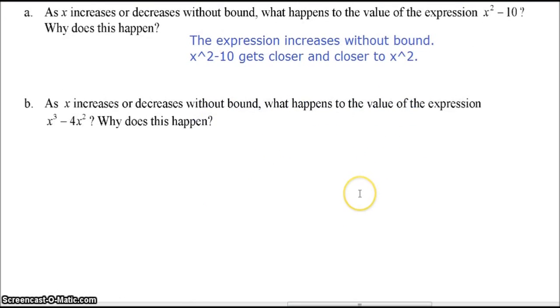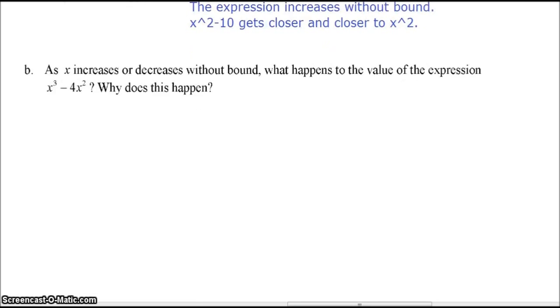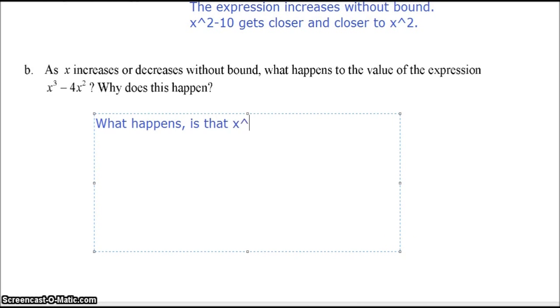As x increases or decreases without bound, what happens to the value of the expression x cubed minus 4x squared? And why does this happen? What happens is that x cubed minus 4x squared approaches x cubed. As x gets larger and larger, the second term, because it's much smaller than the first, doesn't contribute as much to the overall value of the function. The best way to see it is to graph both of them and keep zooming out, and you can see that in the end behavior, the functions look pretty close together.